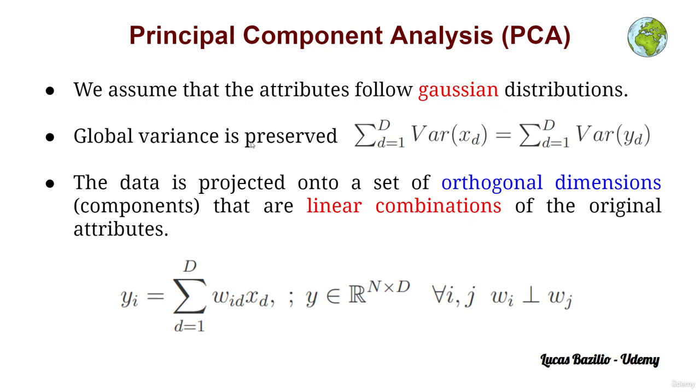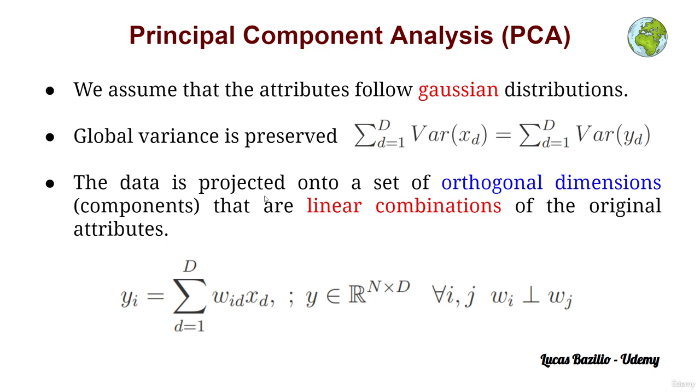Also, the global variance of the dataset is preserved, that is, the variance for all the attributes from dimension 1, this is feature 1 of the dataset, until dimension d, this is the total number of dimensions, the total number of attributes, the total number of columns in this dataset. Then the global variance before applying the principal component analysis technique is the same as the global variance after applying it.